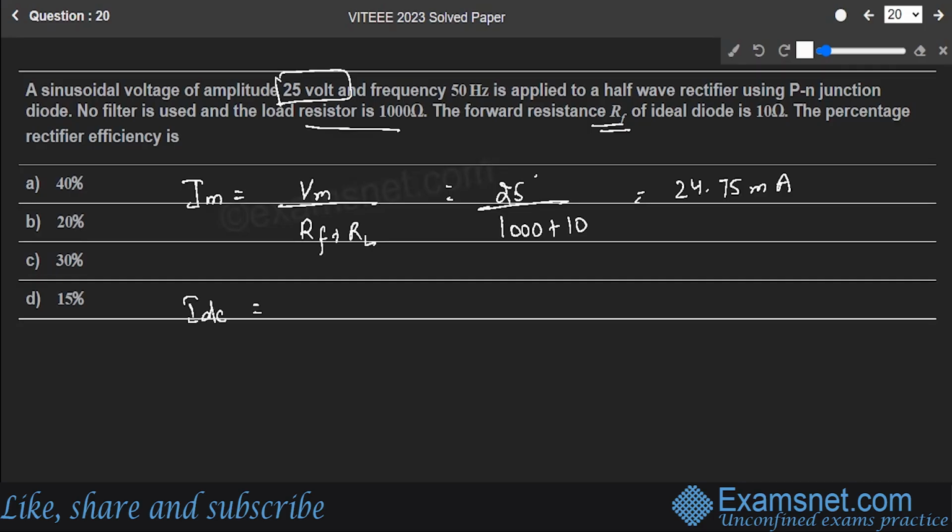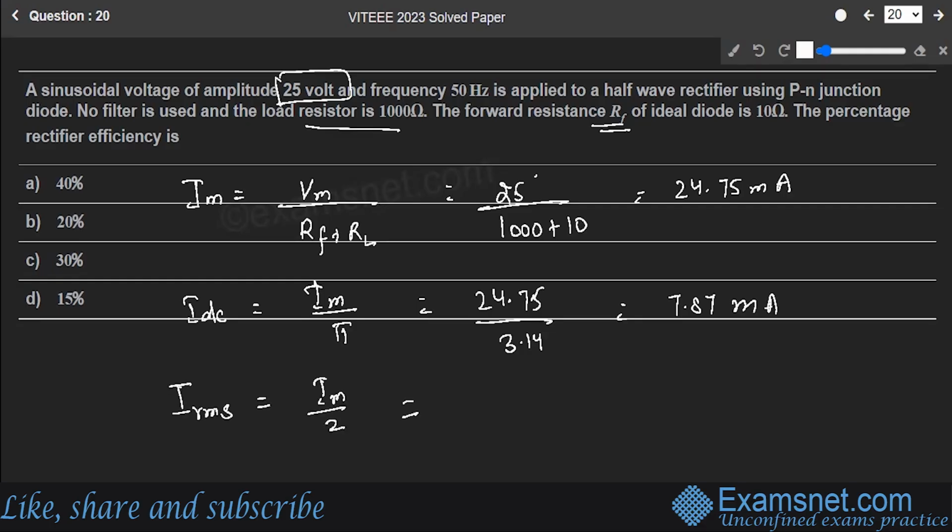Also, DC current is given by Im upon pi. Im is equal to 24.75, pi is equal to 3.14. This solution will give you 7.87 milliampere. IRMS is half of Im. This is equal to 24.75 upon 2, or this is equal to 12.37 milliampere.